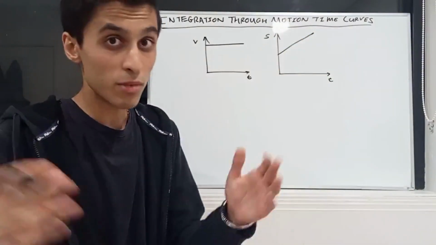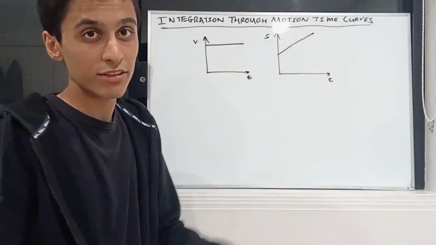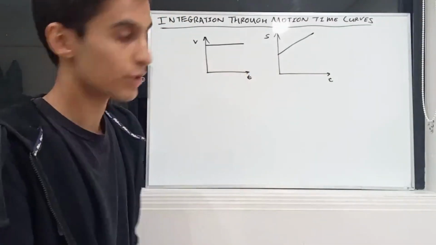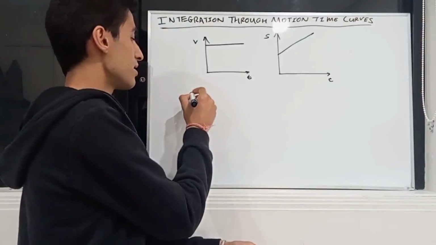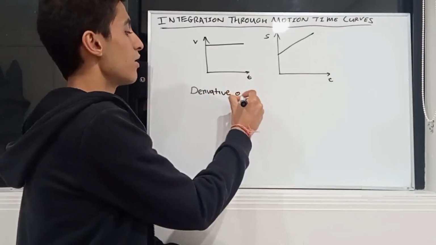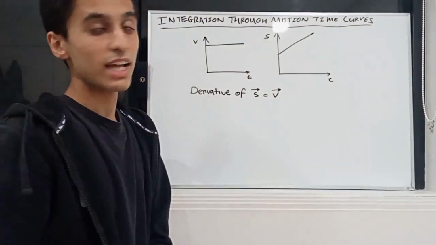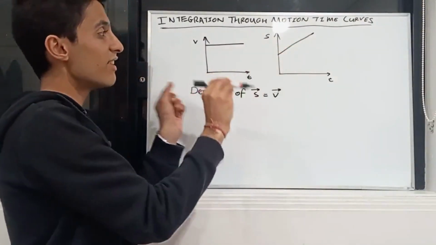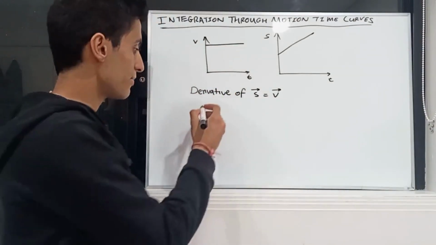And we know this is true from our knowledge of differentiation. We know that when you differentiate a straight increasing line, you get a constant value for your derivative. And so we know that the derivative of a displacement curve is our velocity curve, because as you can see here, as displacement increases at a constant rate, velocity is constant. So we know that the derivative of displacement is velocity.